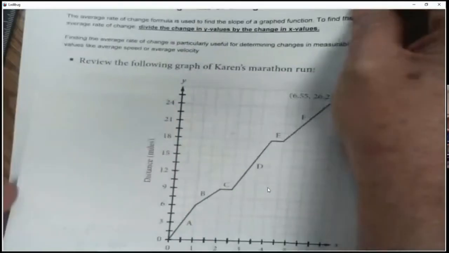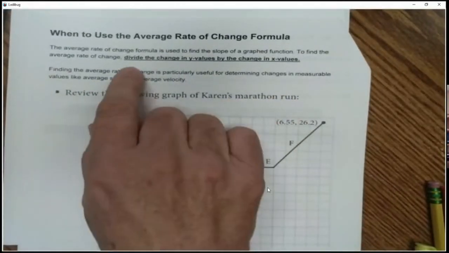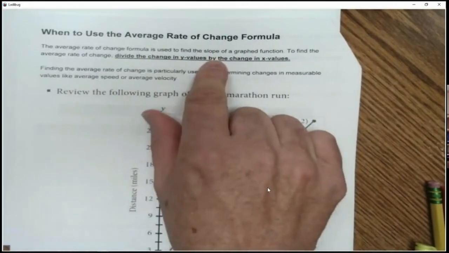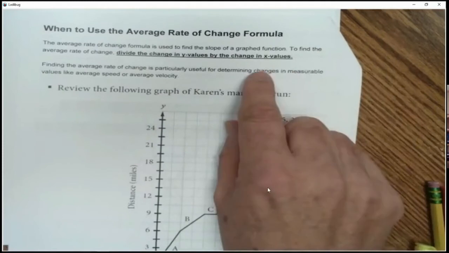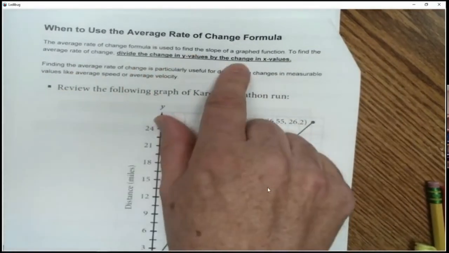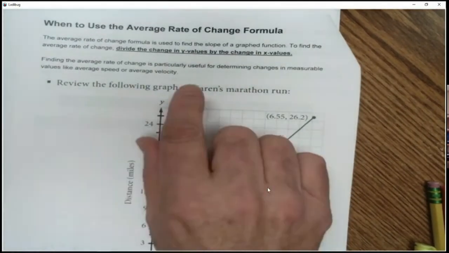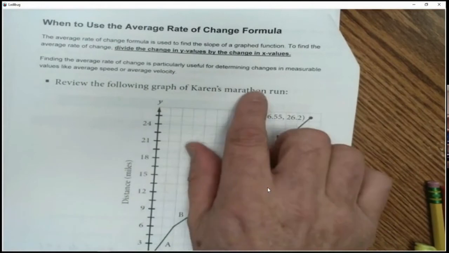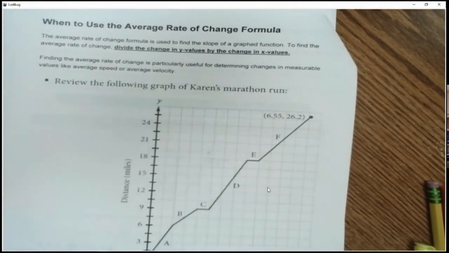So when to use the average rate of change formula? The average rate of change formula is used to find the slope of a graph's function or a table, if you have the data on a table. To find the average rate of change, you divide how much the y changes by how much the x changes. Right, so let's find the average rate of change. It's particularly useful for determining changes in measurable values like average speed, average velocity.